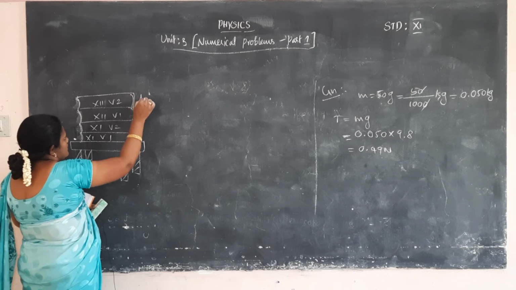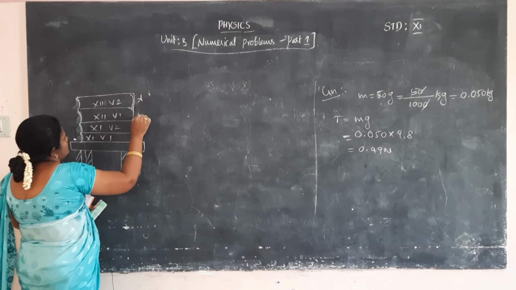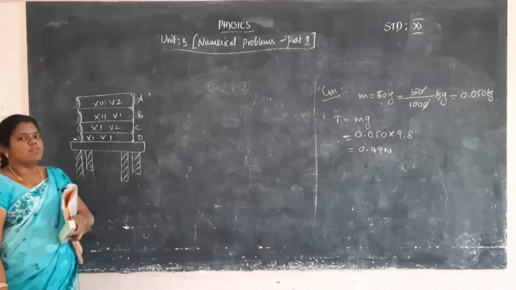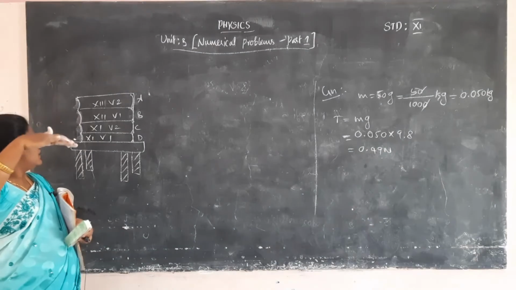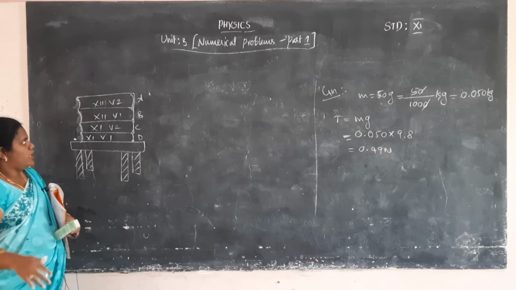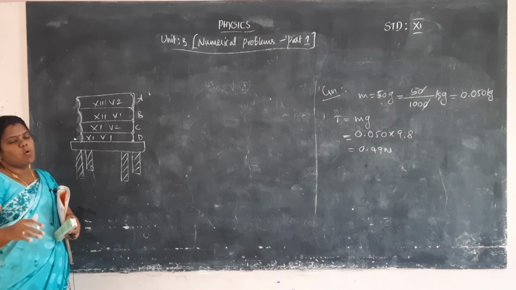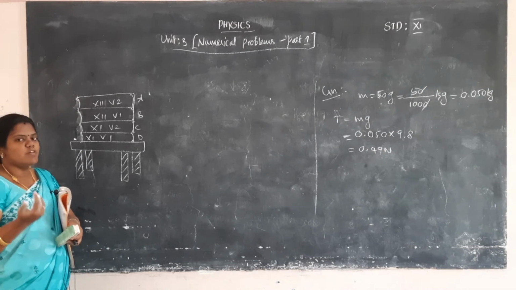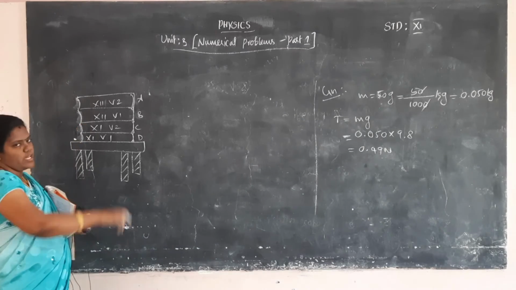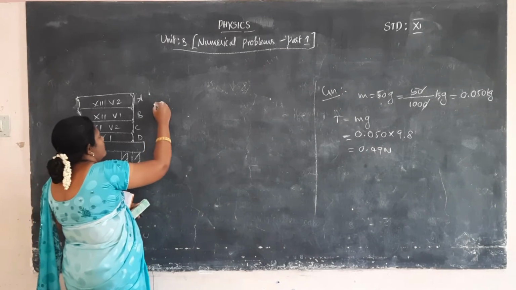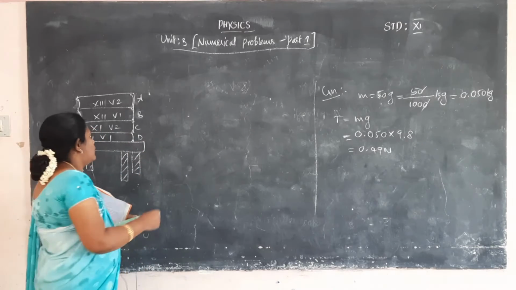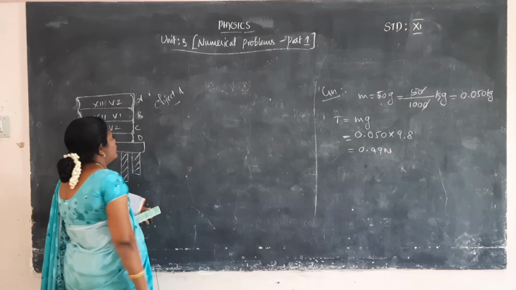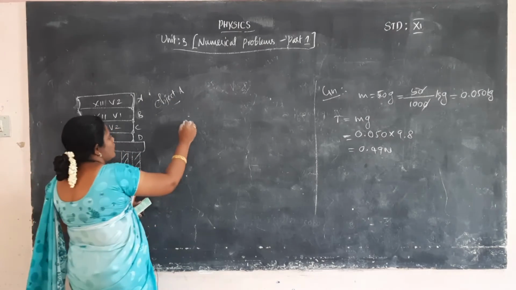The books will be considered A, B, C, D. Students, tell what forces will be acting on the first book, that is book A, body A. We want to draw the free body diagram for the forces acting on body A. So let us take object A. What are the forces that will be acting? We consider the object as A.